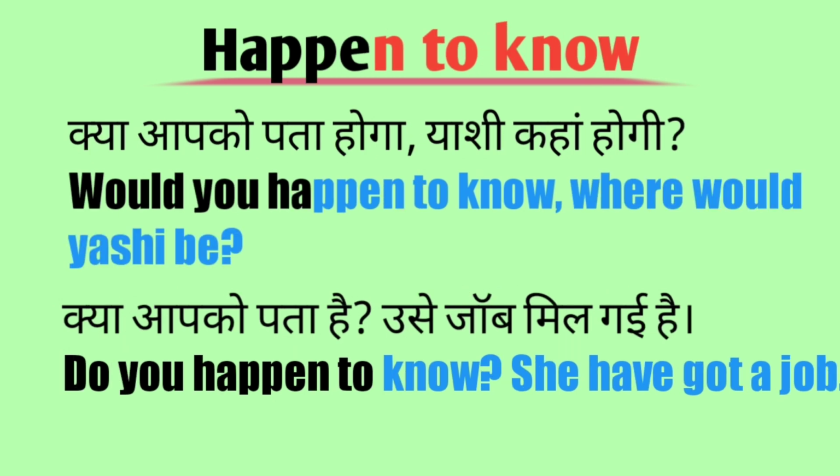The next topic would be happen to know. What does it mean and how will you use this one while communicating with anybody? Sometimes there will be a situation where you will use this one, such as क्या आपको पता होगा यशी कहाँ होगी. At that point of time you can use happen to know. Let's see some examples here. Would you happen to know where Yashi would be? क्या आपको पता है उसे जॉब मिल गई है? Do you happen to know she has got a job?